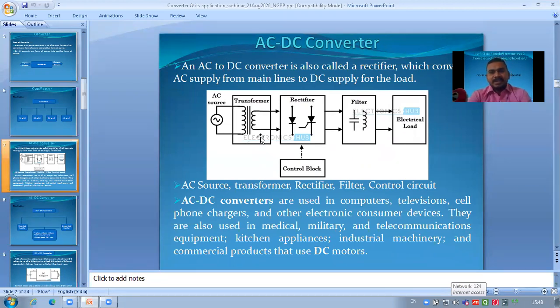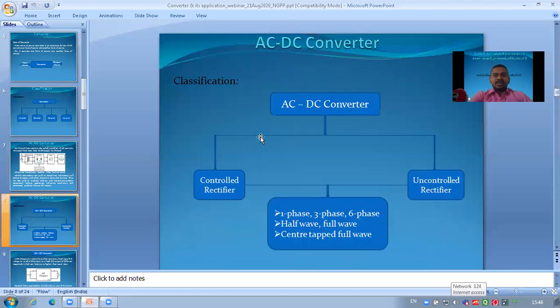The basic application is the mobile charger. The applications are used in the television, computer, cell phone charger, other electronic devices, medical, military and telecommunication equipment, mixer and grinder, that is the kitchen appliances, industry machines, and commercial products. Classification: under controlled rectifier, single phase, three phase, six phase, half wave, full wave, center tapped full wave rectifier.